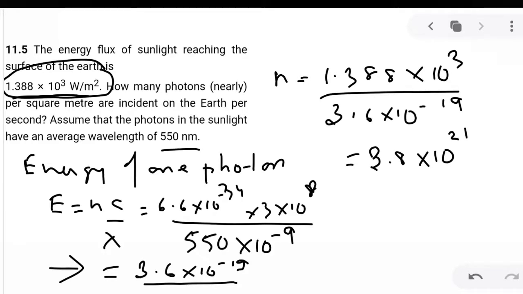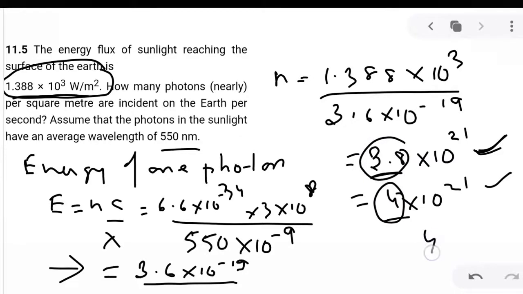But in your NCERT, the answer is given to be 4 into 10 power 21. That is, they have approximated this to be 4. So this is your final result. You can write any one, because if your answer is near to the actual answer, for example if it is 4 and after calculation you are getting 3.8 or 4.2, you will get full marks. No marks will be deducted.